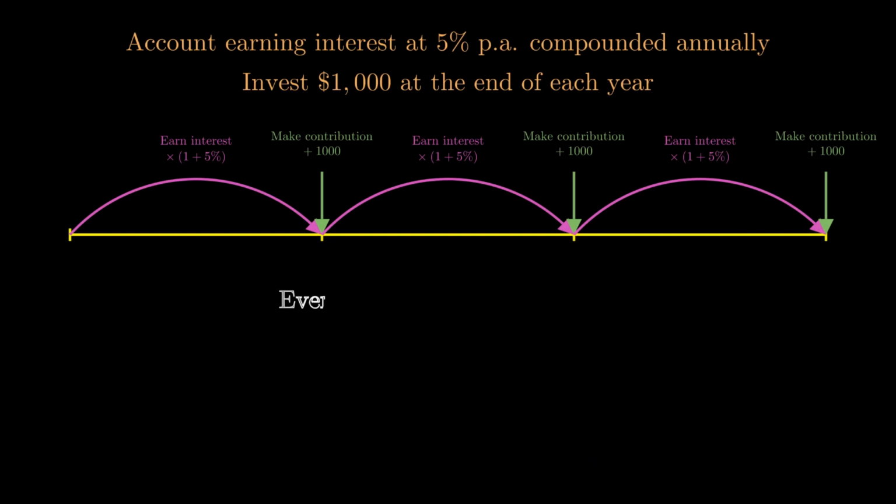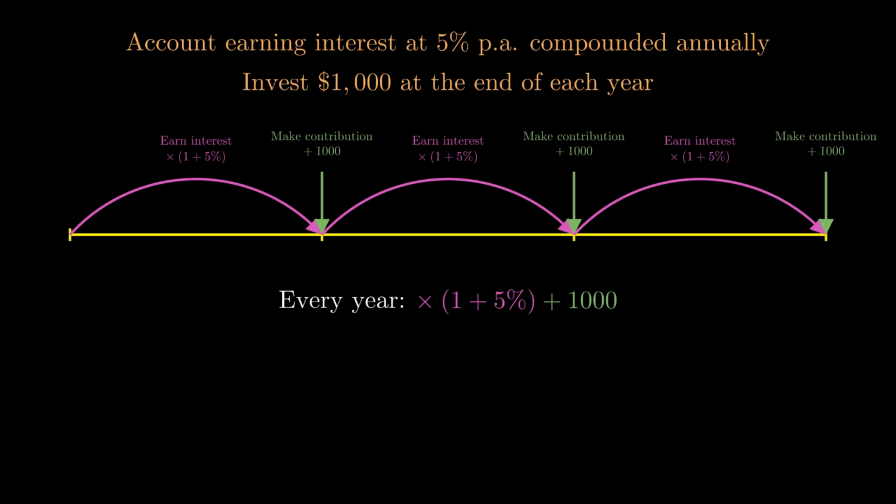So every year, two things happen. Whatever amount we have in our account at the start of the year is going to earn interest over the course of the year. So in this case, we're going to increase by 5%. So take one copy of what we have and add an extra 5%. Then at the end of each year, so after earning the interest, we're going to pump in an extra $1,000.